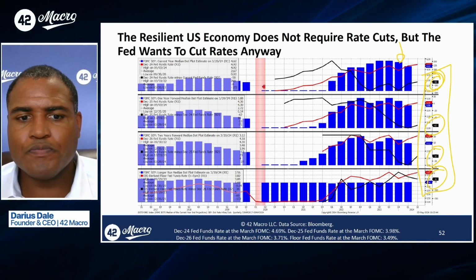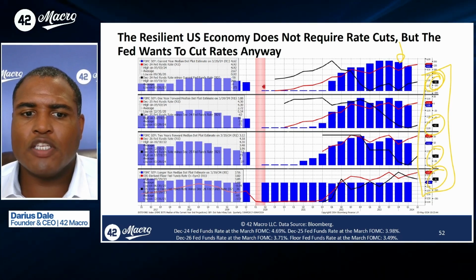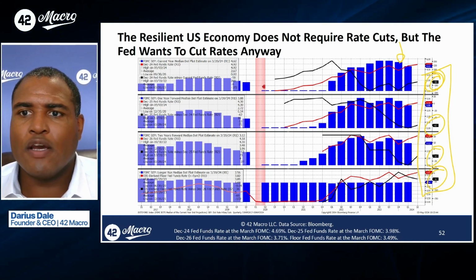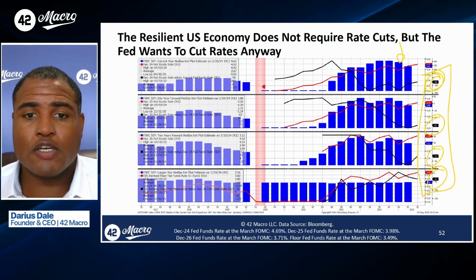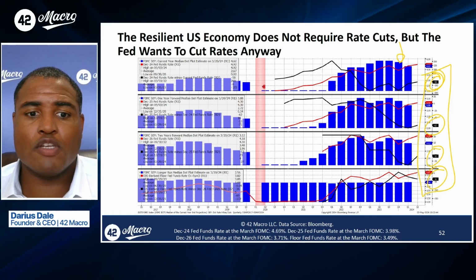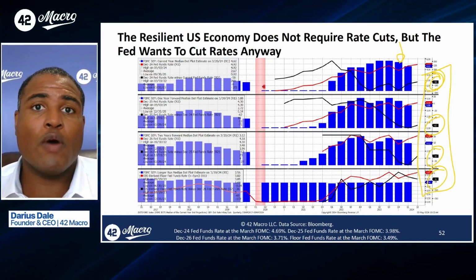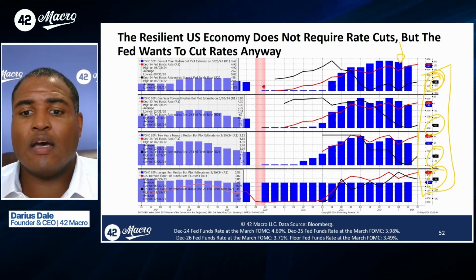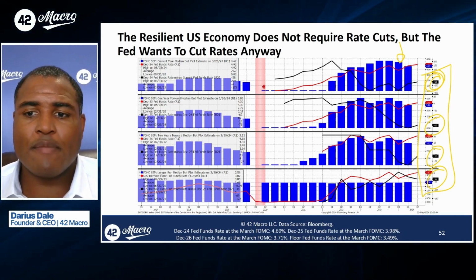At the March FOMC, we were at 4.69% in terms of the December 2024 Fed funds rate. We're at 4.92% currently. At the March FOMC, the December 2025 Fed funds rate was 3.98%. We're at 4.3% currently. At the March FOMC, the December 2026 Fed funds rate was 3.71%. We're at 4.18% currently. And then lastly, at the March FOMC, the OIS derived floor Fed funds rate was 3.49%, and it's now 3.82% currently.